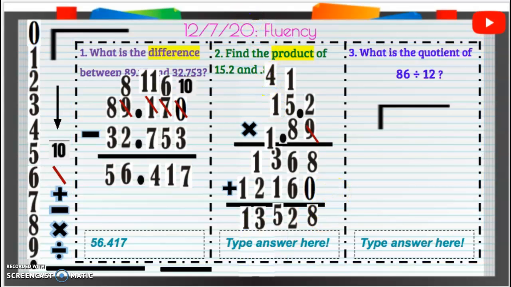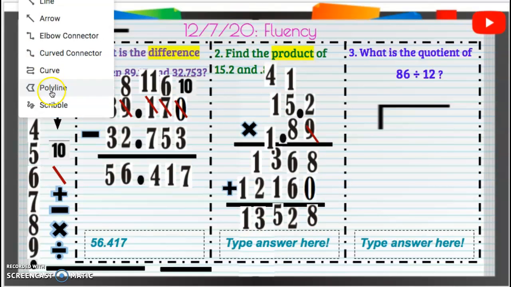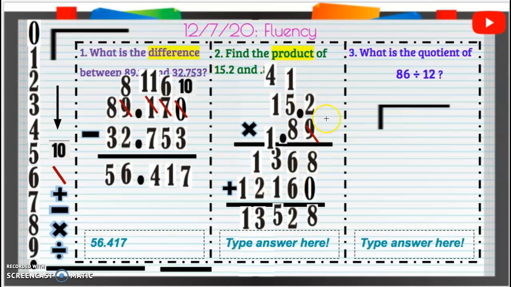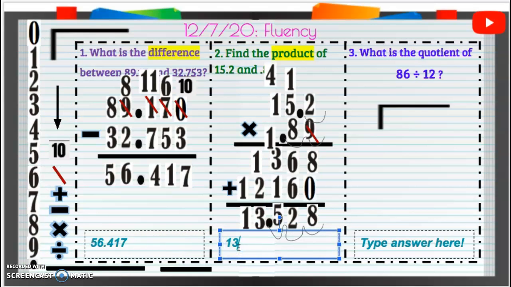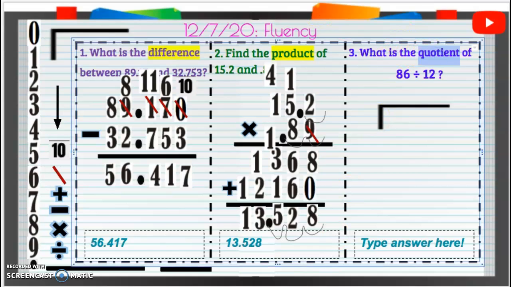So let's see how many swoops we have for our decimal. All right, so we go in 1, in 2, in 3. So in our answer, we're going to move in 3 places. So 1, 2, 3. So our decimal is going between that 3 and that 5 to get our answer of 13 and 528 thousandths. Last one, number 3, what is the quotient?